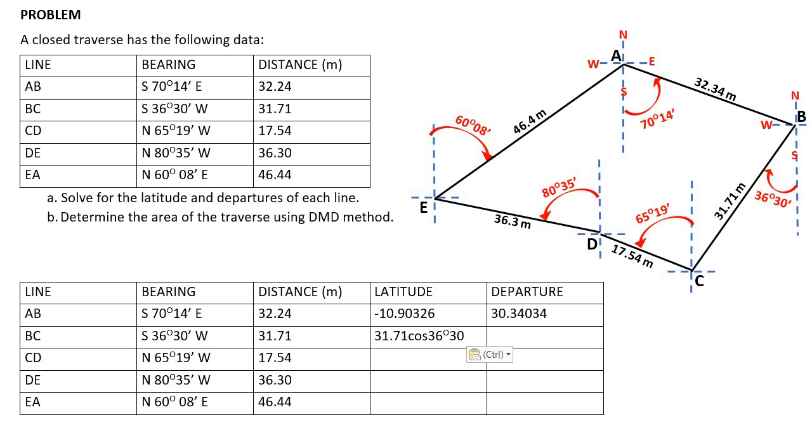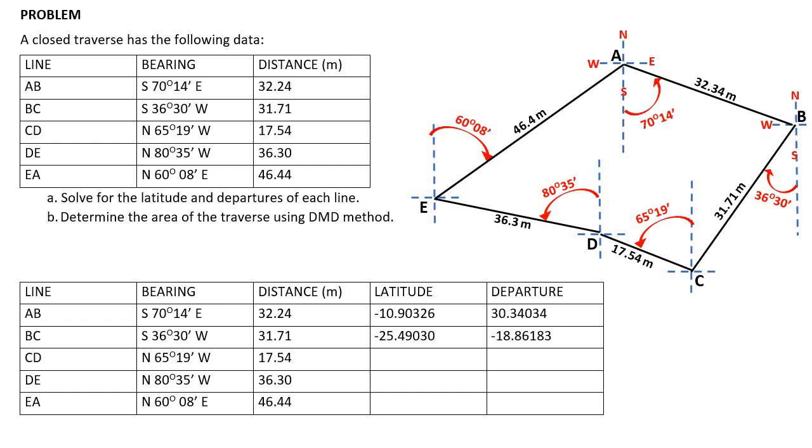So let us calculate 25.49030. So for south, the latitude is negative. And then next, solve natin yung departure niya. So that would be 31.71 sine 36 degrees 30 minutes. So pag-calculate yan, the answer is 18.86183. So for southwest, the departure is negative.